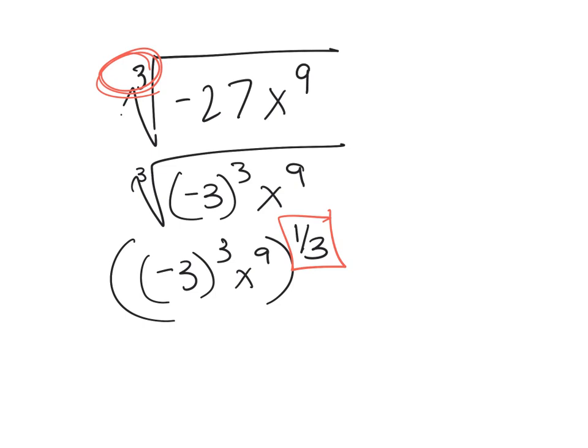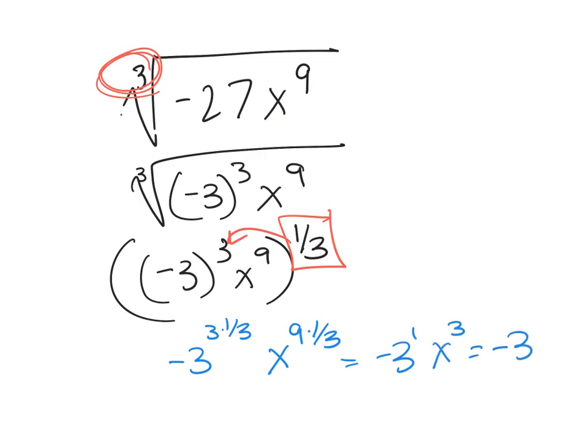So now, because it's raising a power to a power, we're going to multiply the exponents. So this is going to be -3 to the 3 times 1/3, x to the 9 times 1/3. And 3 times 1/3 is 1, so that's -3 to the 1st power. 9 times 1/3 is 3, so that's x to the 3rd. This is -3x to the 3rd. So those are two of probably many different ways that you can solve this problem.